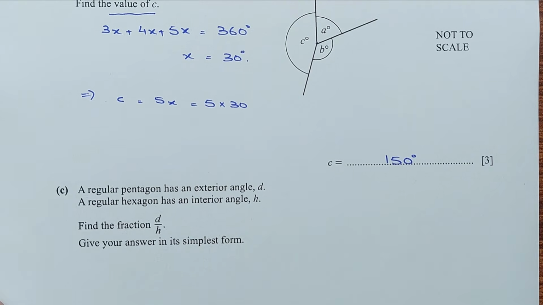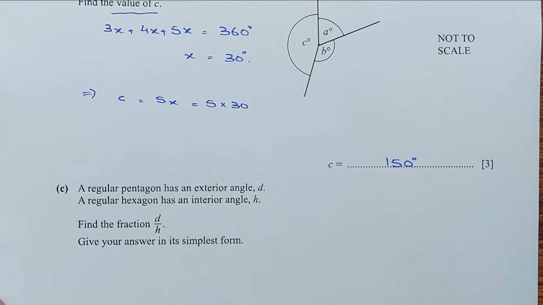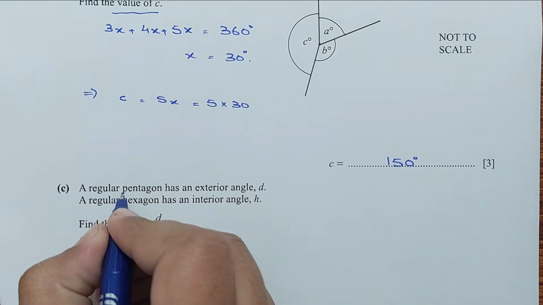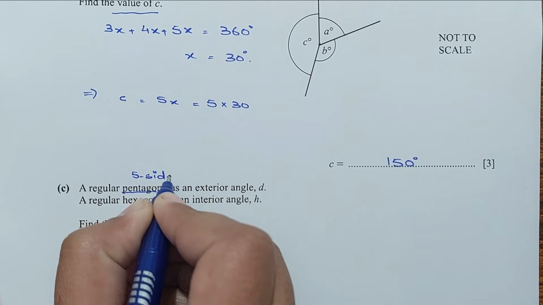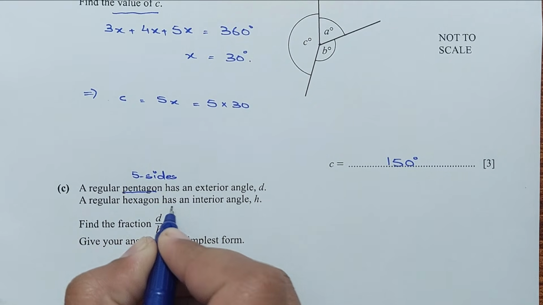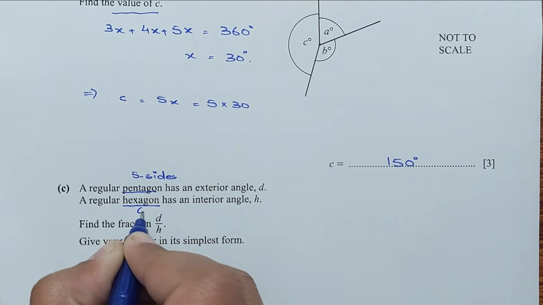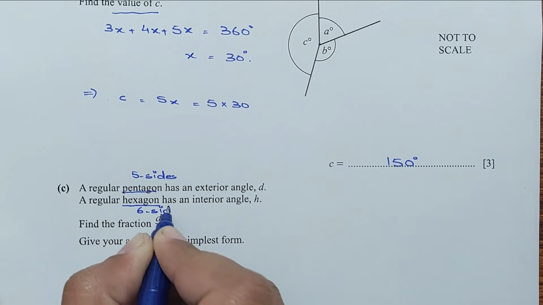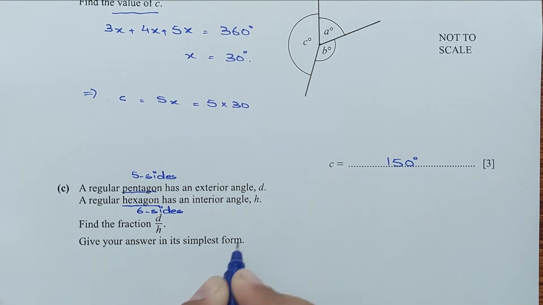Now for part C, a regular pentagon has an exterior angle D. Okay, a pentagon has 5 sides, right? A regular hexagon has an interior angle H. A hexagon has 6 sides, right? Find the fraction d over h, give your answer in its simplest form.